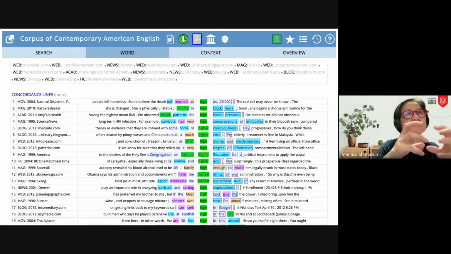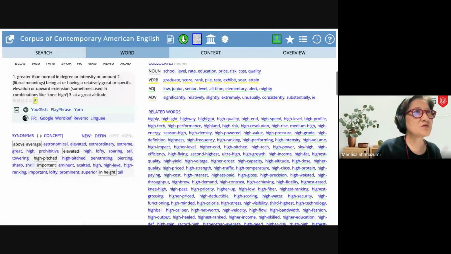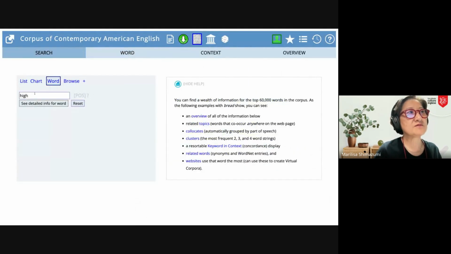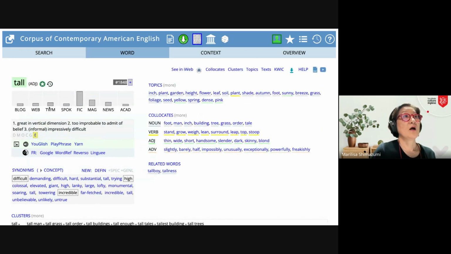So, it's something less humane. As Jean has put it in the chat, it's for inanimate things in general. Now, if you put "tall" and click on words, see detailed information, it changes. It's not academic. It's very common in fiction, and it's related to vertical dimension.